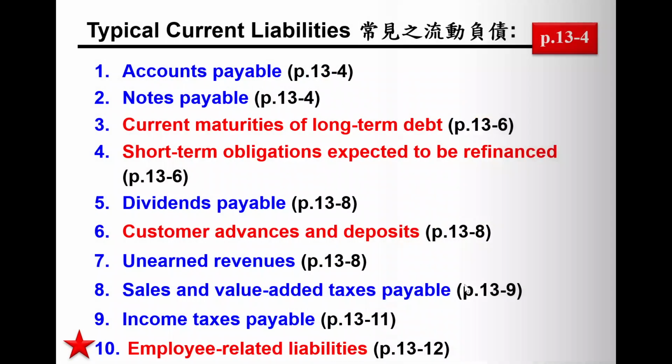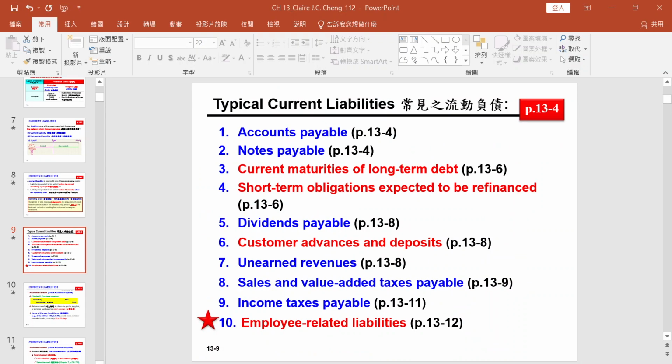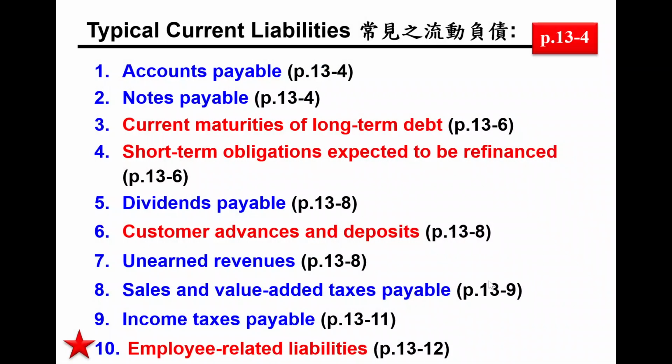Okay, we talk about current liability. For current liability, we have three major current liabilities, depending on uncertainty or certainty. Today we want to finish the first major current liability, which is pretty certain. We are pretty sure that in the future we have to pay some money back to someone.